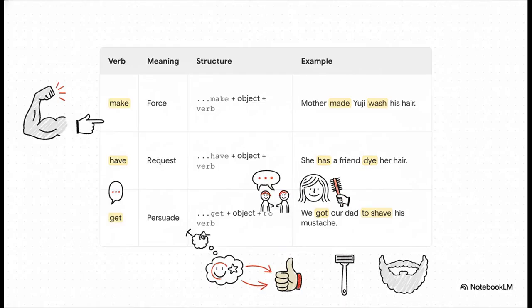So let's see this all side by side. It makes it so much clearer. For make, it's force. Mother made Yuji wash. See? No to. For have, it's a request. She has a friend dye. Again, no to. But for get, it's all about persuasion, and you need that to. We got our dad to shave. See how different they really are when you line them up like that?